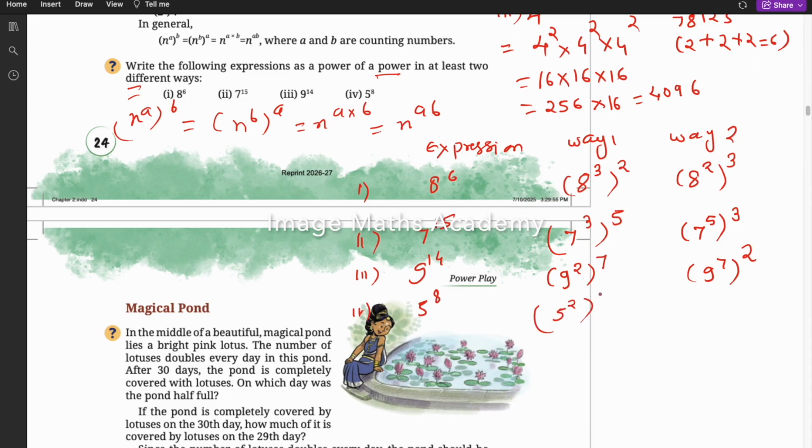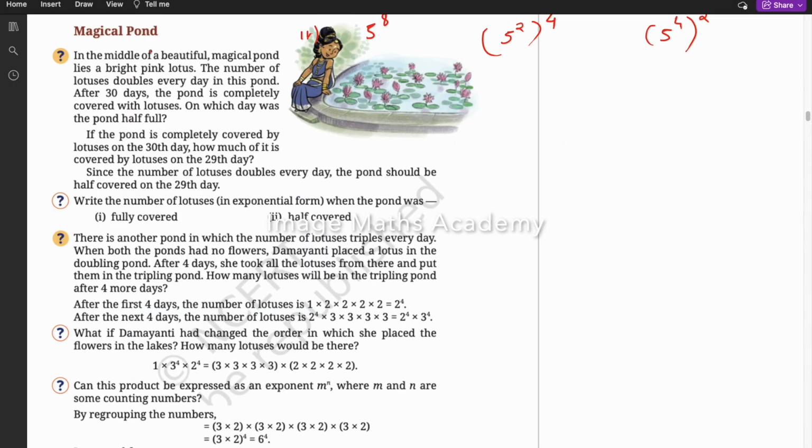5 to the power 2 again power 4, and 5 to the power 4 bracket then power 2. Magical pond. Question is, in the middle of a beautiful magical pond lies a bright pink lotus. बीच में magical pond में pink lotus लगा हुआ है and the number of lotus doubles every day in this pond. हर रोज क्या होता है? लोटस जो है वो डबल हो जाते.